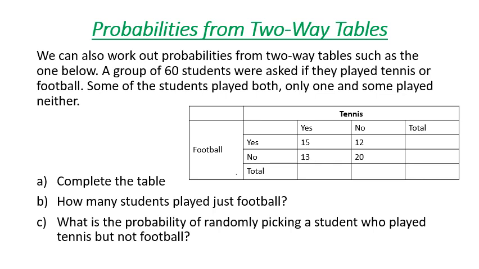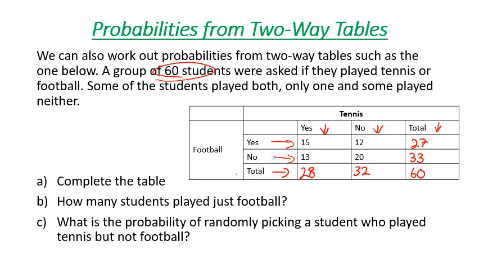Now, in order to fill out these blank columns, we need to just add the numbers. So we're going to add the numbers going down. 15 add 13 gives me 28. 12 add 20 gives me 32. So I'm adding down, but I can also add across. If I add across, I get 27. If I add across, I get 33. Now, if I add down or across, hopefully I should get the same answer. 60 on both. Perfect. And that's great because the information told us that 60 students were asked if they played tennis or football.